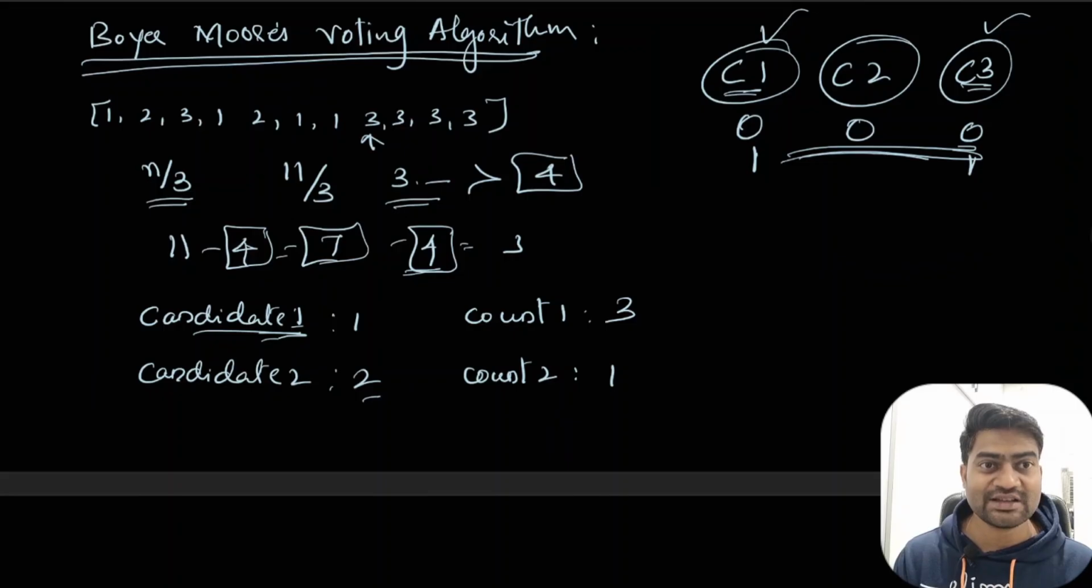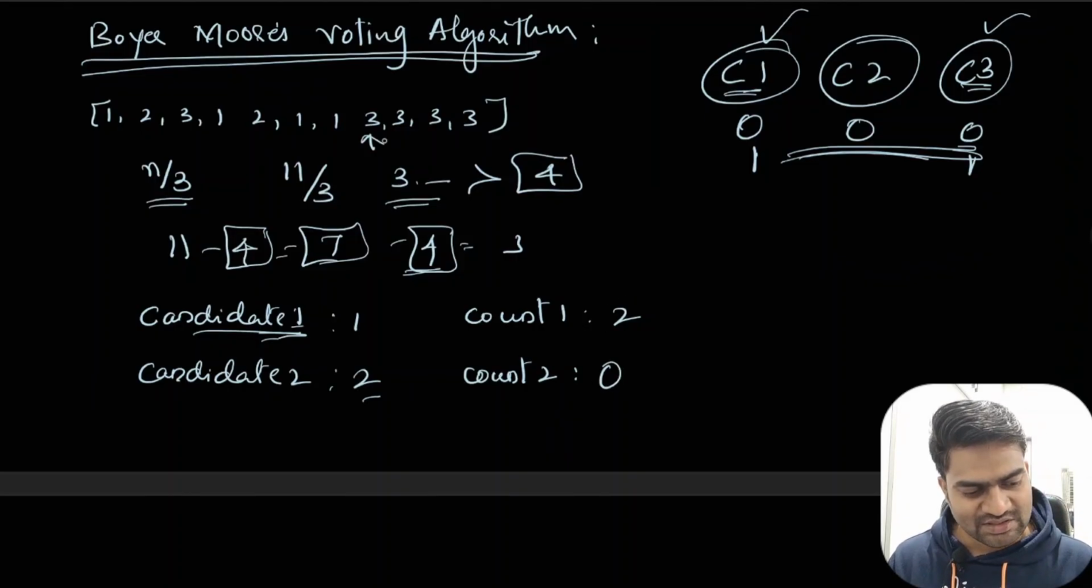Then if you see now, it is 3. So it is a different candidate. He is not candidate 1, he is not candidate 2. It is not 1, it is not 2. So it means we will have to decrement both the counts. Now I will decrease it to 2 and I will decrease it to 0.